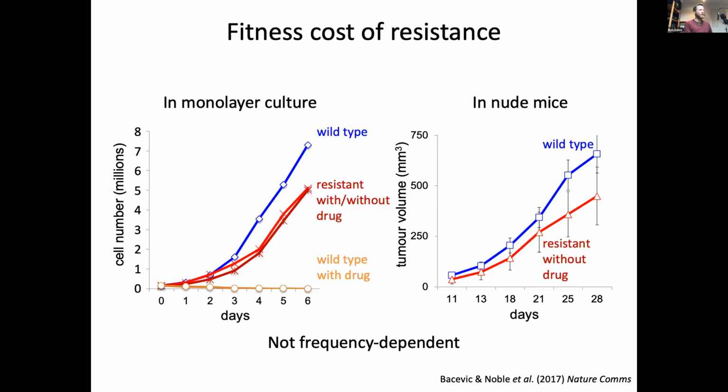Here you see a growth curve for the wild-type cells in blue, and the resistant cells with and without the drug in red. These cells grow pretty much the same with or without the drug. But if you put the same drug dose on the wild type, it very quickly dies, as you see in the orange. This fitness cost applied both in monolayer culture, as you see on the left, and when they grew tumors in nude mice, as you see on the right. This fitness cost was not frequency dependent. It was just a cost of the resistant phenotype on growth rate.